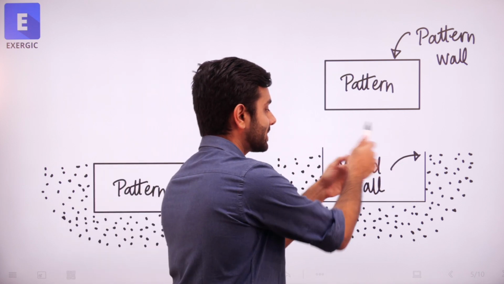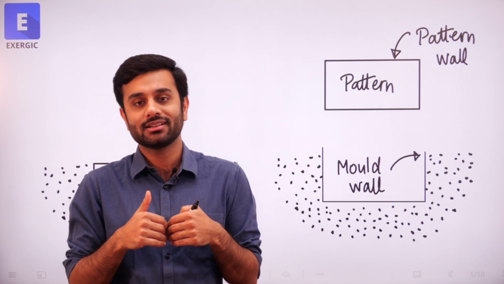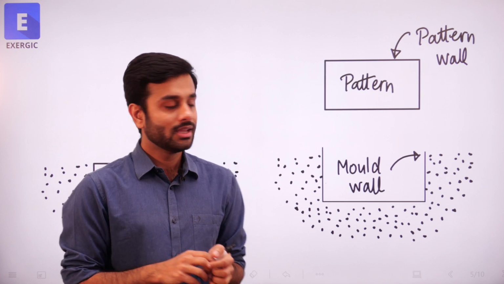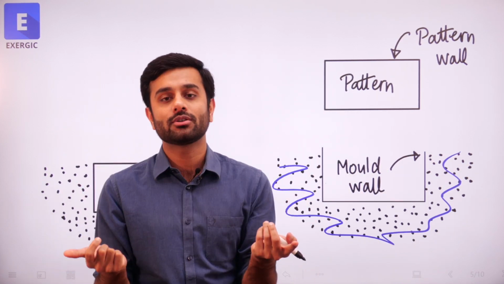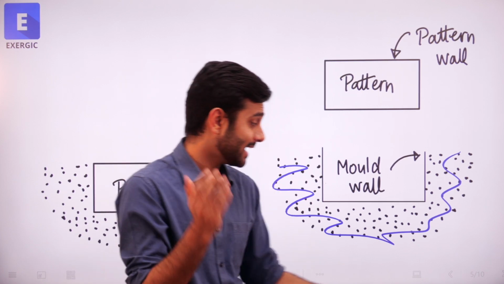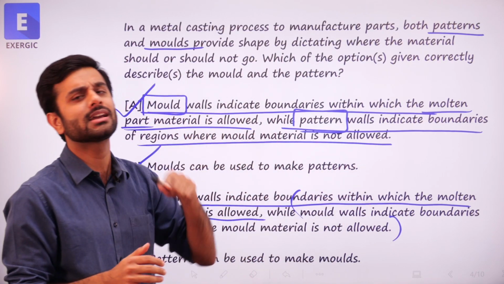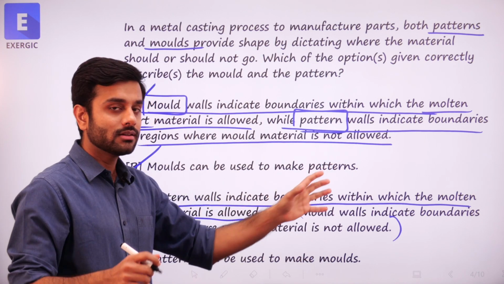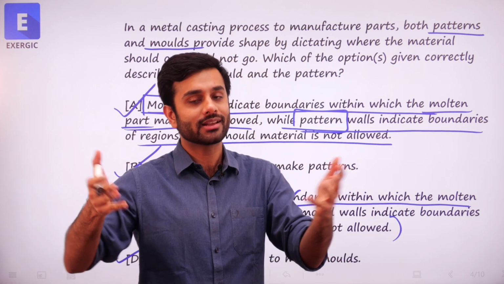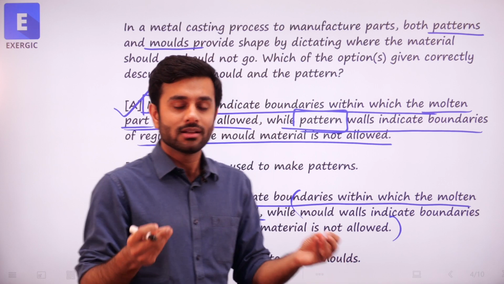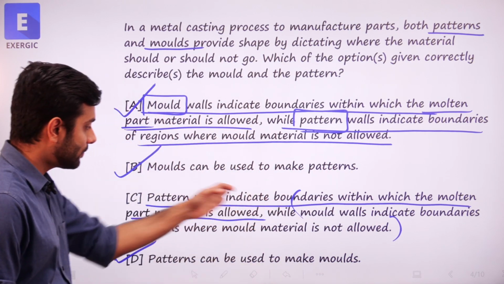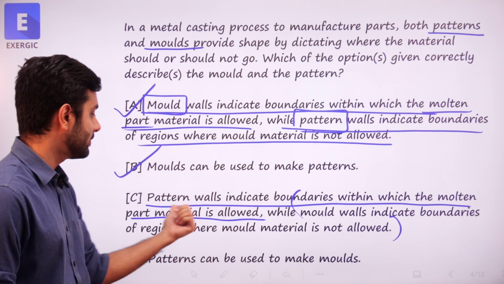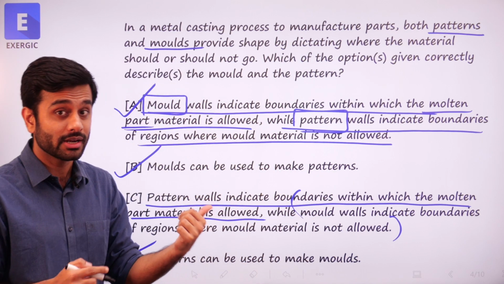Obviously, this part is the cavity. That is where mold material will not be there. And this part is where mold material will be there. What is inside, what is outside, how can you tell? So the second half itself is a very nonsensical statement, and this is where students and institutes are getting confused. Leave it. If you think this is confusing you, leave it. Focus on the first part. Pattern wall indicates the boundary within which molten material is allowed.